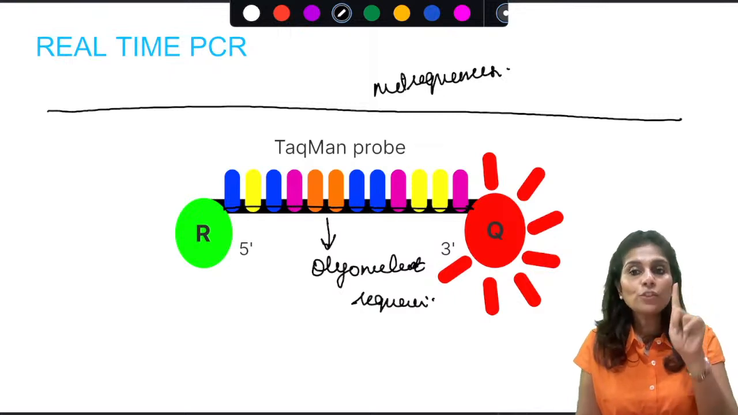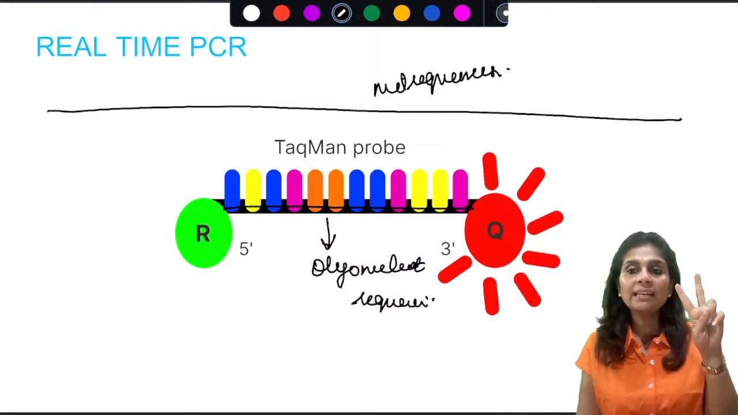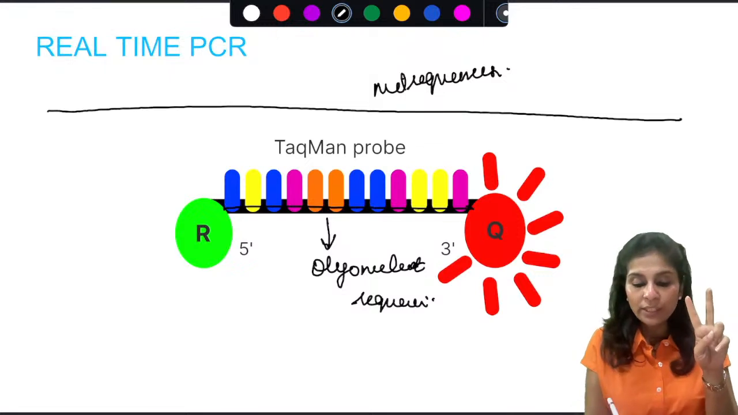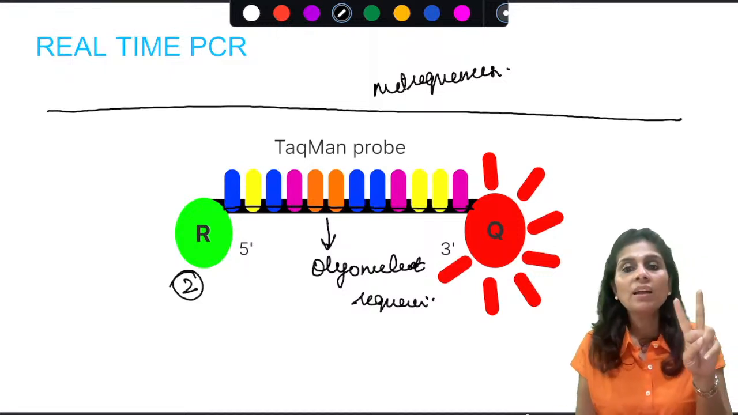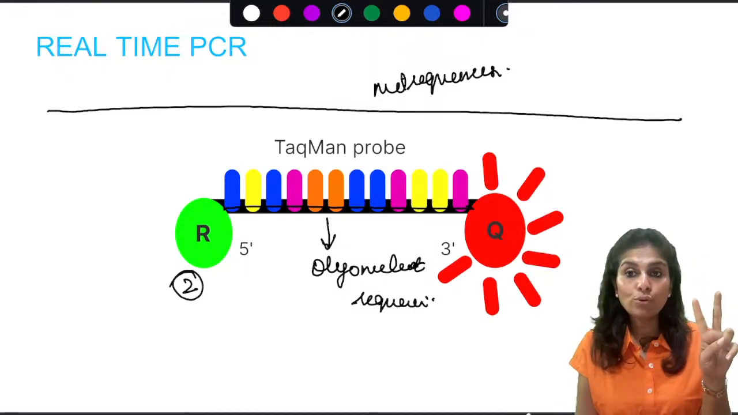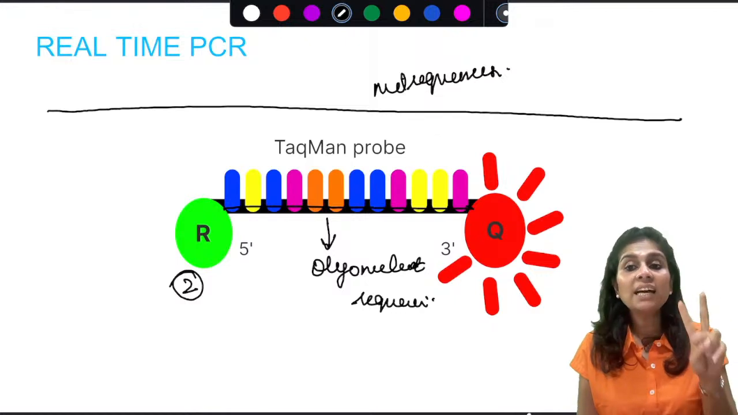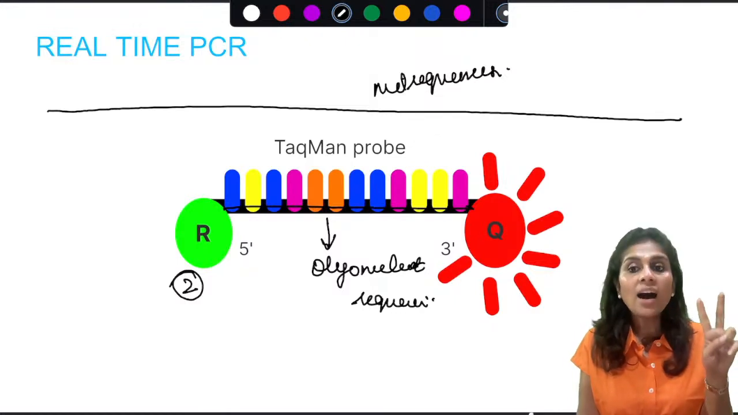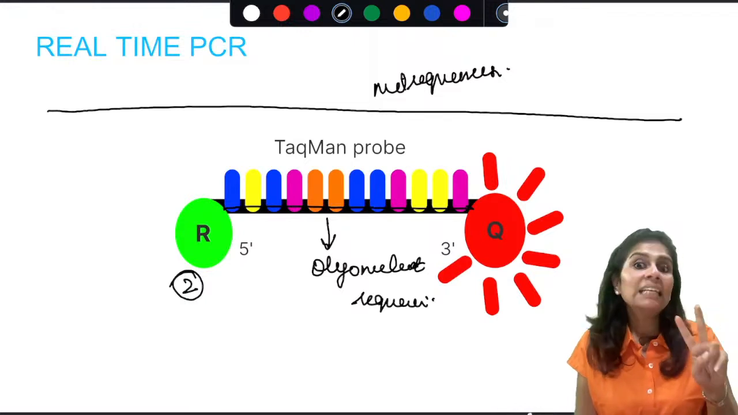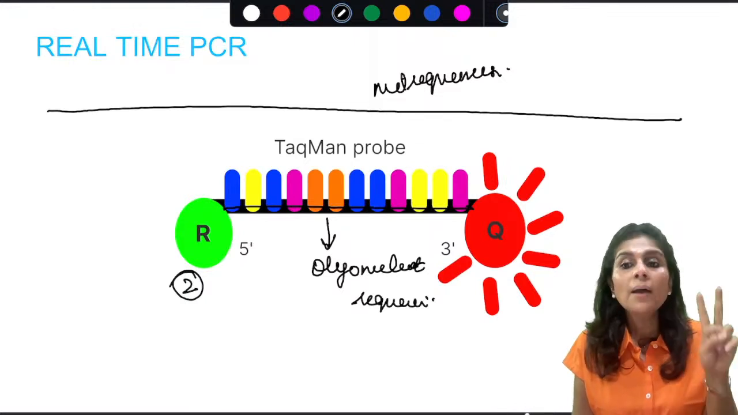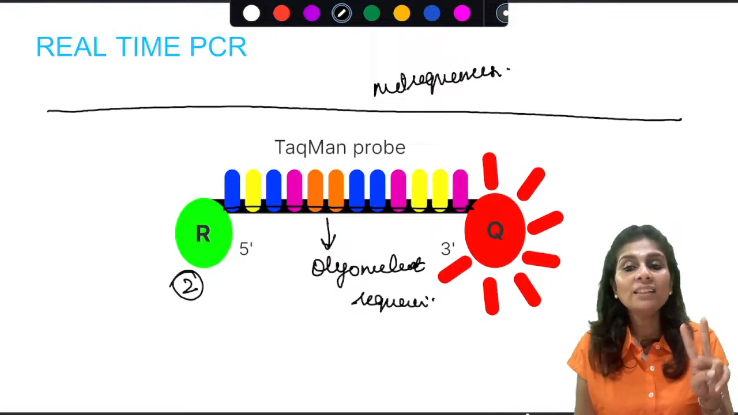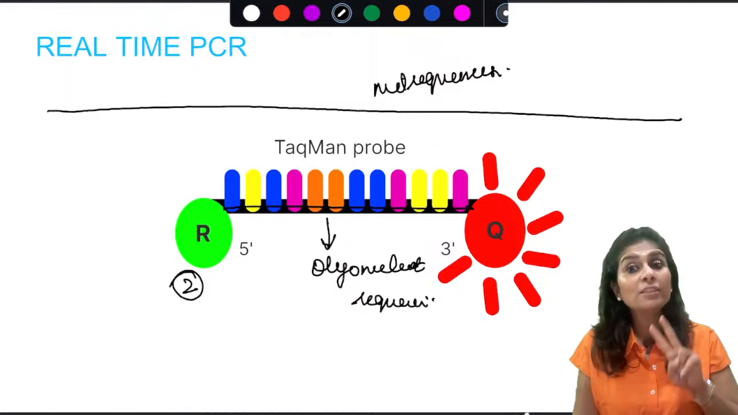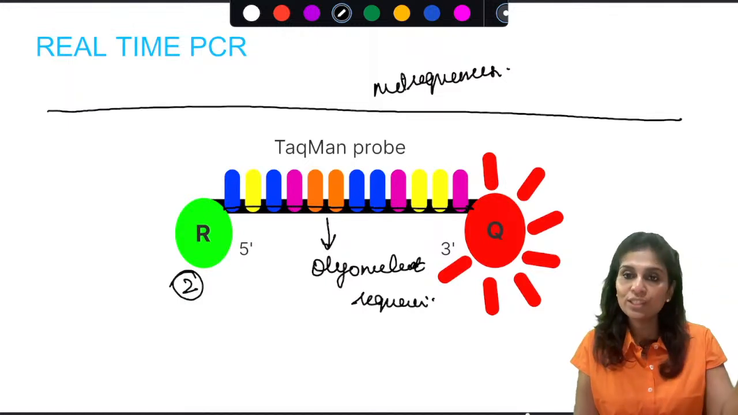And this oligonucleotide sequence is attached to part number 2, which is the reporter dye. Why am I calling it a reporter dye? Because this dye's fluorescence is what the machine measures. The real-time PCR machine measures the fluorescence of only the reporter dye. That's why it's called a reporter, because it reports fluorescence.